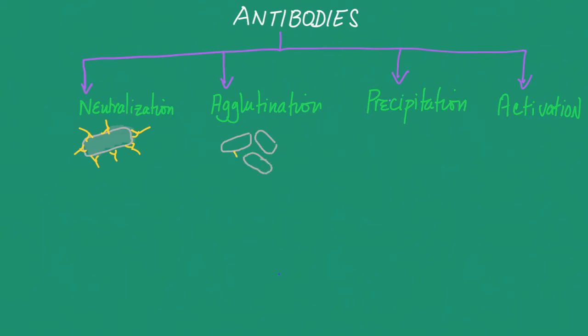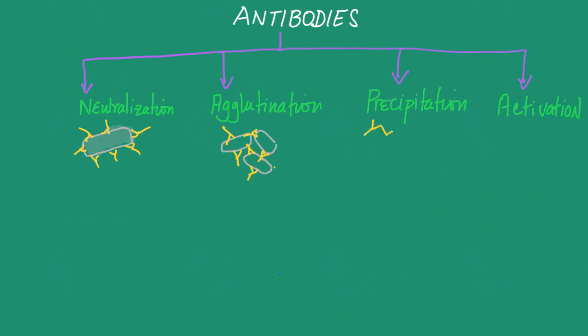The second way is agglutination. It has the word glue in it, which means it makes the pathogens stick to each other. The antibodies attach themselves in such a way that the pathogens stick to each other, thereby rendering them ineffective.